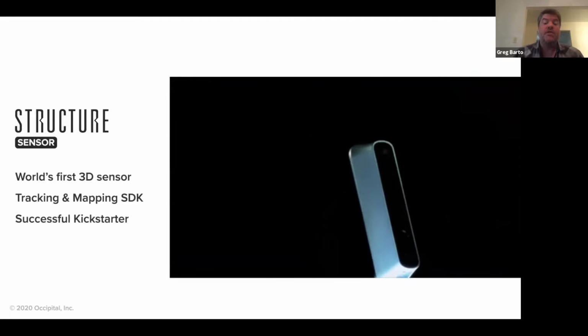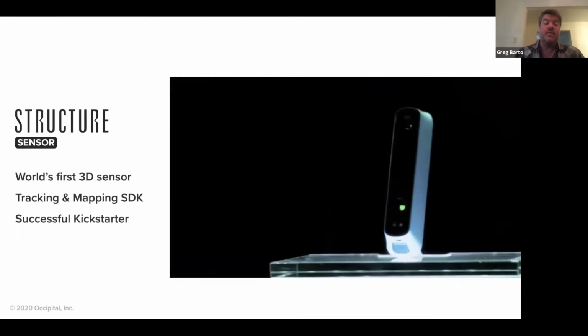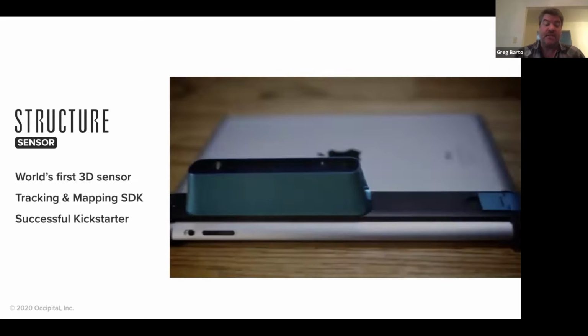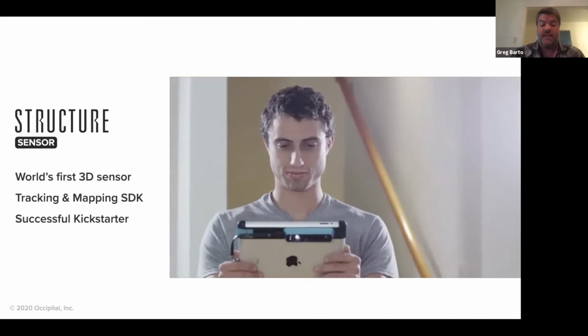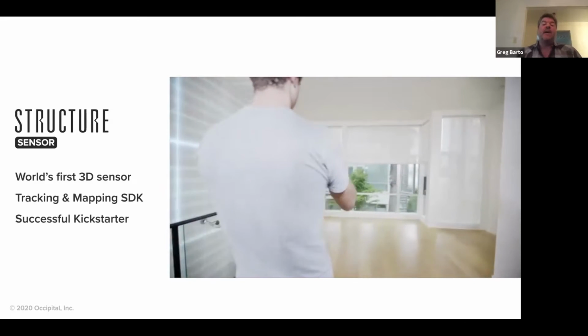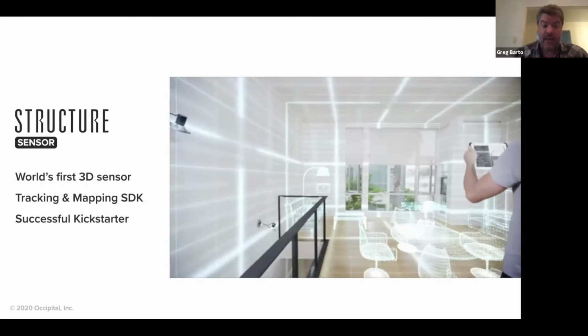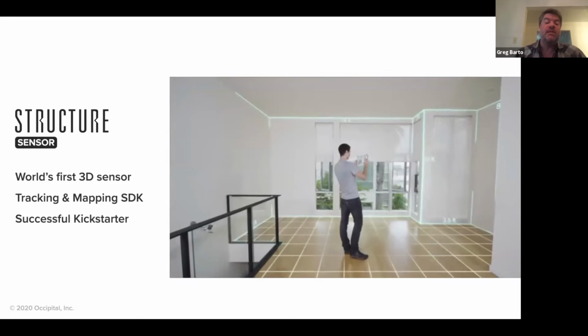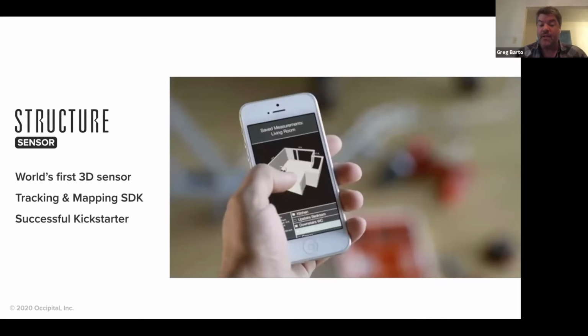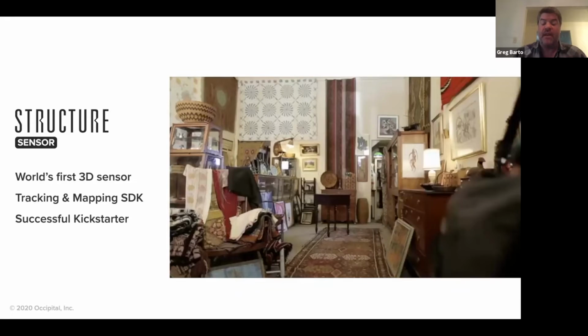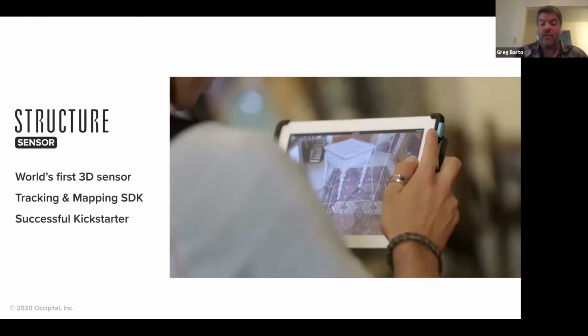In 2013, we released the world's first 3D sensor built specifically for mobile devices, the Structure Sensor. The idea behind it was we wanted to give mobile devices the ability to see the world in 3D. At the time, it was one of the most successful Kickstarters for any technology product. At the time it raised over $1.3 million.